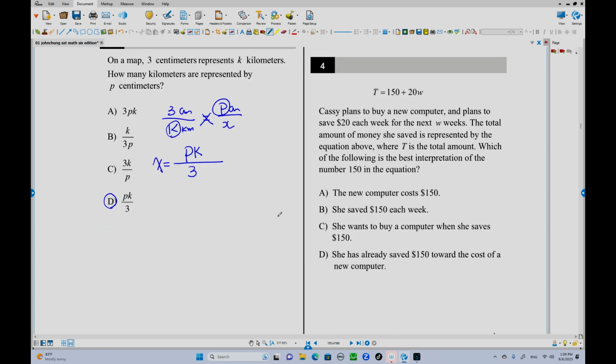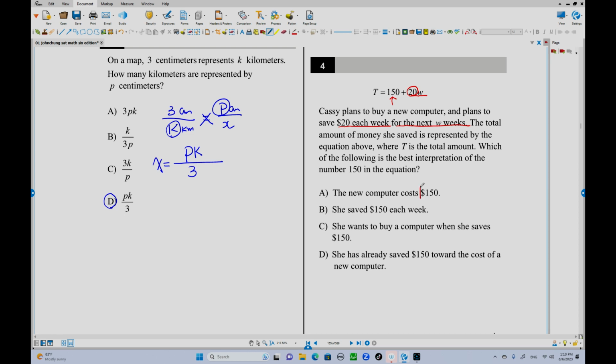Number 4. Cassie plans to buy a new computer. She plans to save $20 each week for the next W weeks. That's why we got this one. This is $20 every week, so it comes with a variable. 150 is the initial value. She already has $150. Which one is the best answer?